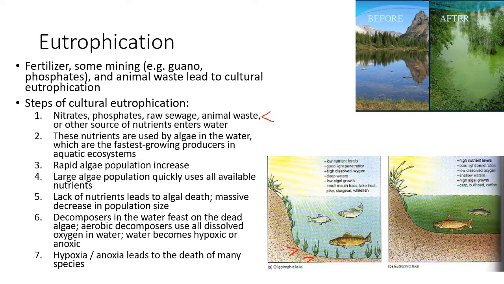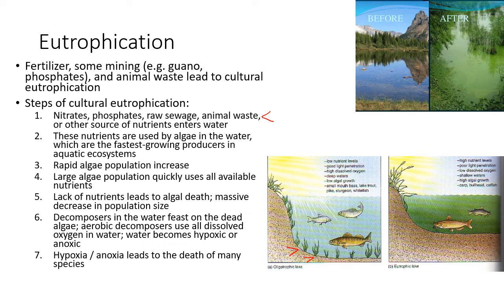That huge spike in algae population is going to quickly use all those nutrients. So you have a one-time influx of nutrients, those algae explode in population size, you have an algal bloom, and you quickly use up all those nutrients. All those algae are going to die because they don't have any nitrogen, they don't have the phosphates or whatever to use. The lack of the nutrients is going to cause their death.